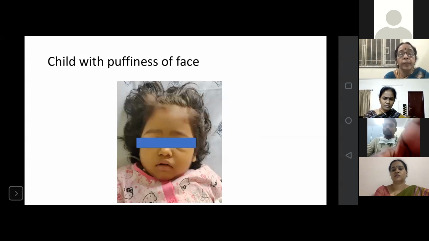So this is the child. She was able to comfortably lie down supine, and there was full-blown facial puffiness, predominantly over the periorbital area, involving all of the face.